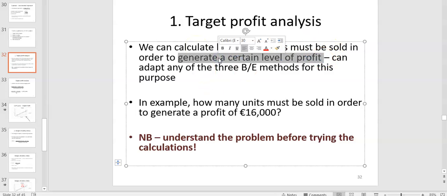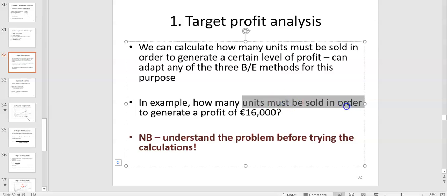Right? So the break-even rate is where you generate no profit. You just cover your fixed costs. Whereas, take the same example again, how many units must be sold in order to generate a profit of 16,000?